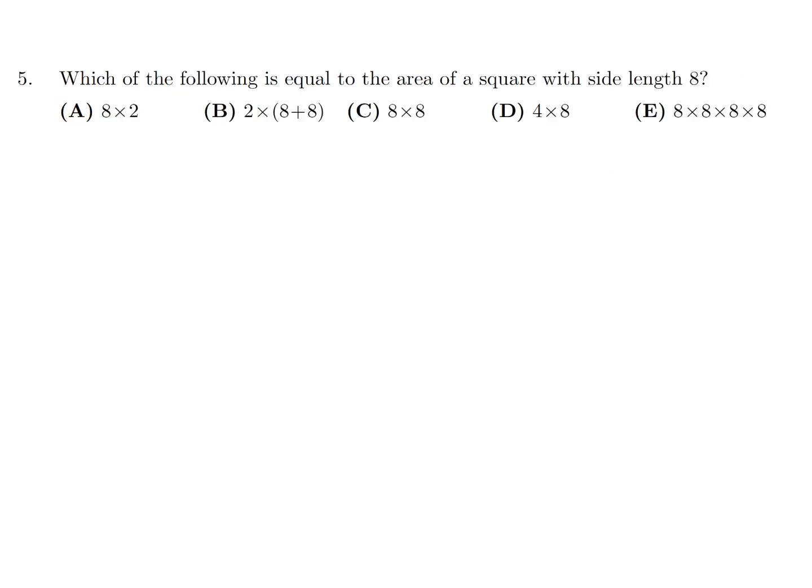Which of the following is equal to the area of a square with side length 8? So here's a square, and we have 8 and 8. So the area is 8 times 8. And of the answer choices, that would be C, I believe.